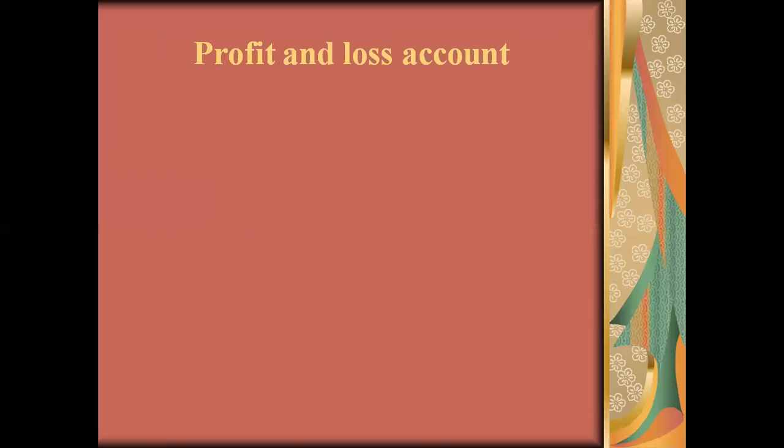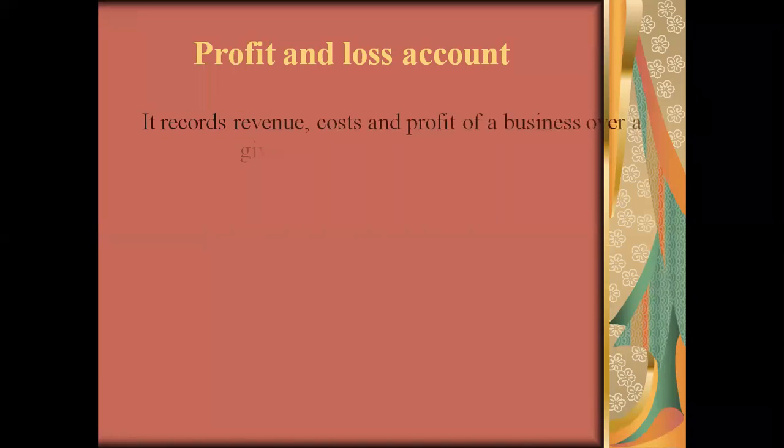Now the word is income statement, but it is also called profit and loss account, because earlier that was the name actually used for the income statement, right? Now it records, as I told you earlier, revenue, cost, and profit of a business over a given period of time, usually a year. Normally, after the end of the year, they show how much cost was incurred by the business over the whole year, how much revenue was generated, and the profit earned by the business as well.